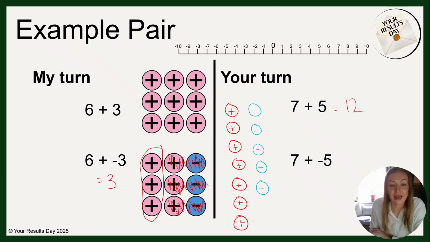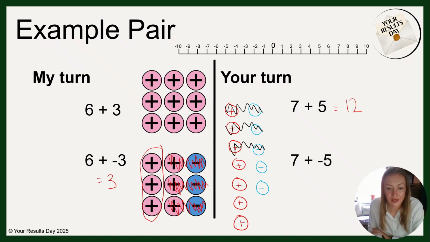Now remember what I said, every plus and minus pair cancels out to 0, that's why we call them 0 pairs. So those will cancel out, those will cancel out, those will cancel out, those will cancel out, and those will cancel out because they were all worth 0 overall, which means we're just left with 2 positives. So the answer is 2.